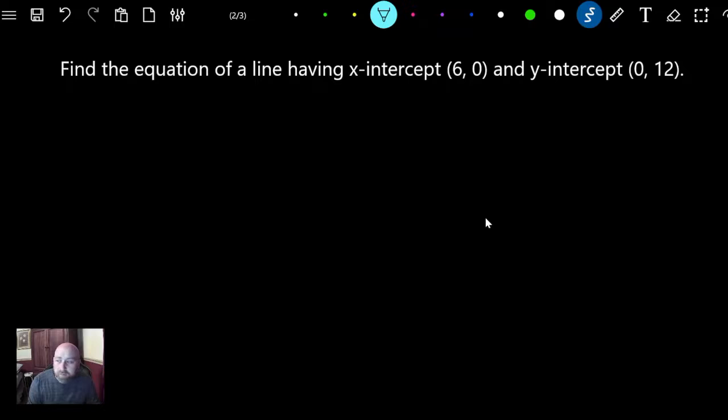It is in your book. We're still on page 218. Example number 2. Find the equation of a line having an x-intercept (6, 0) and a y-intercept (0, 12). So now we have a little bit different information. From this information I could find the slope if I wanted to and put it into slope-intercept form. But to save a little bit of time, we can put this in what's called intercept form.